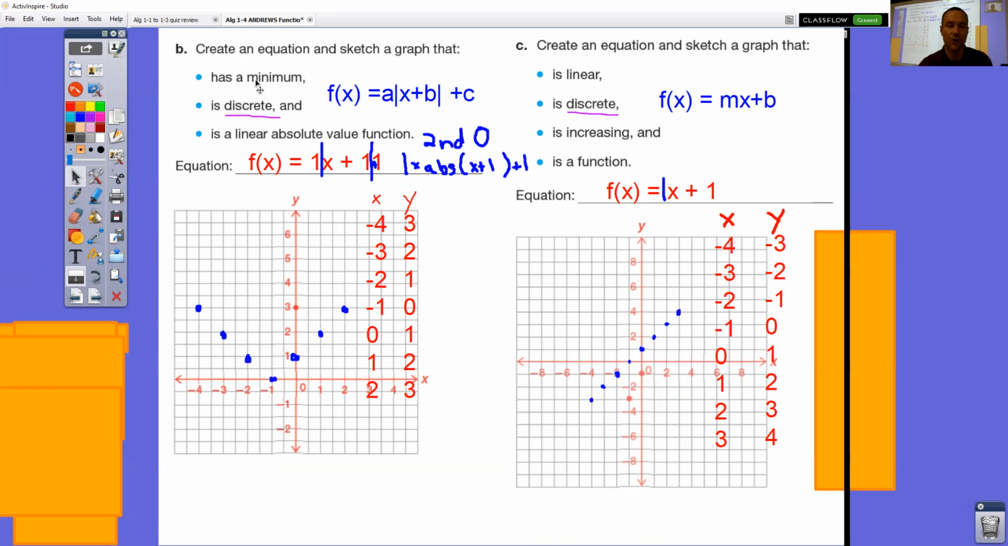Going back to the linear absolute value function, we have a minimum. If we wanted a maximum, we'd have to type in a negative number in front of the absolute value, like a -1 here.